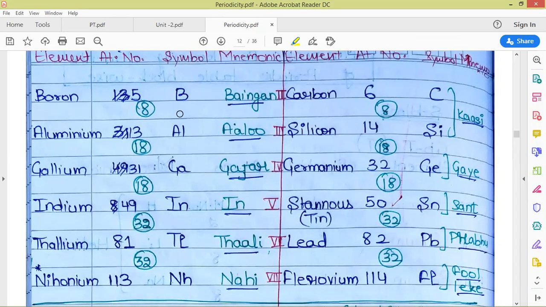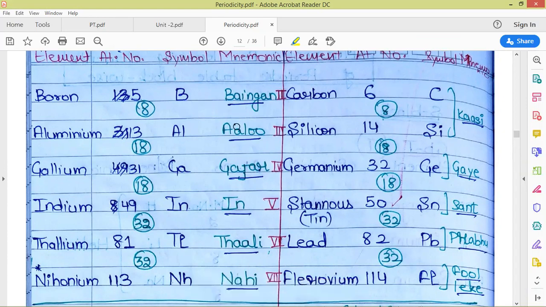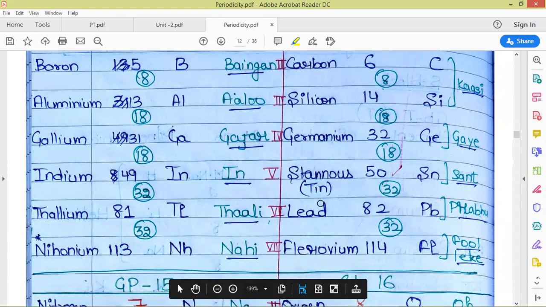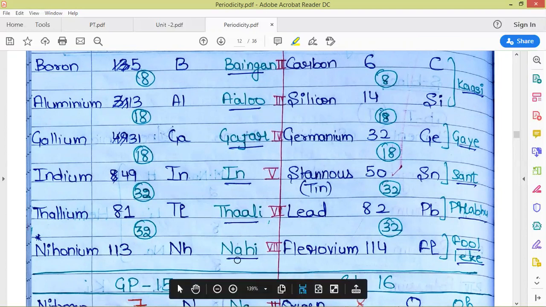So the mnemonic for group 13 is, as these are the symbols, I call it the vegetable group. These are the names of vegetables: baingan for boron, aloo for aluminium, gajar for gallium, in for indium, thali for thallium, and nahi for nihonium. Baingan, aloo, gajar, in, thali, nahi. B for baingan, AL for aloo, GA for gajar, IN for in, TL for thali, and nahi. So this is how you can memorize the sequence for group 13.